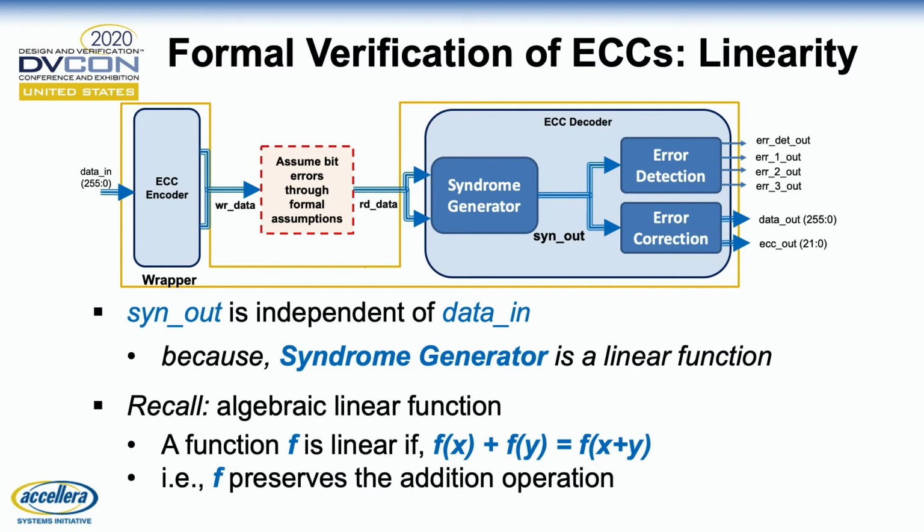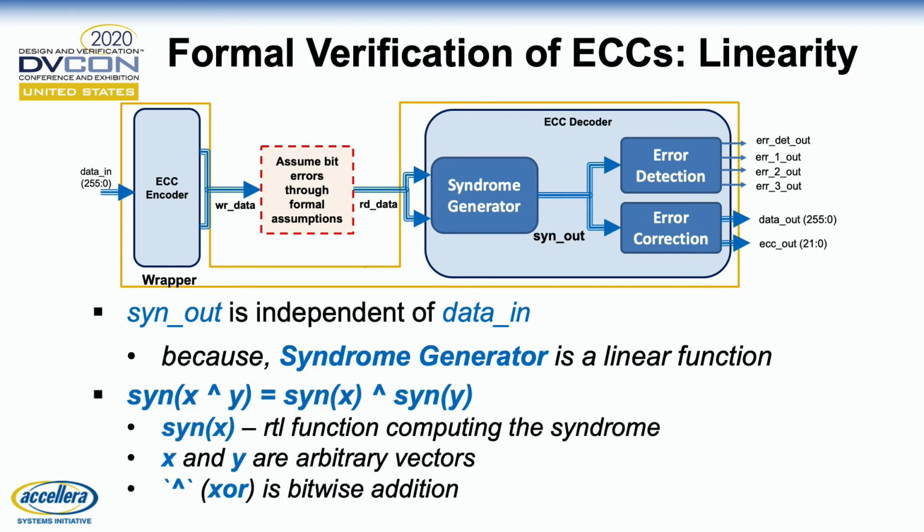And how can we compare it to the syndrome generator? Let's assume that syn(x) is a function implemented by this syndrome generator, where x is an arbitrary data vector, so here it's the read data. The syndrome generator takes the read data and computes the syndrome, and we denote this function as syn(x). So syn of x XOR y is equal to syn of x XOR syn of y. And we know that the XOR operation performs the bitwise addition. So we can say that syndrome of x plus y is equal to syndrome of x plus syndrome of y, which is nothing but the syndrome generator implementing a linear function.